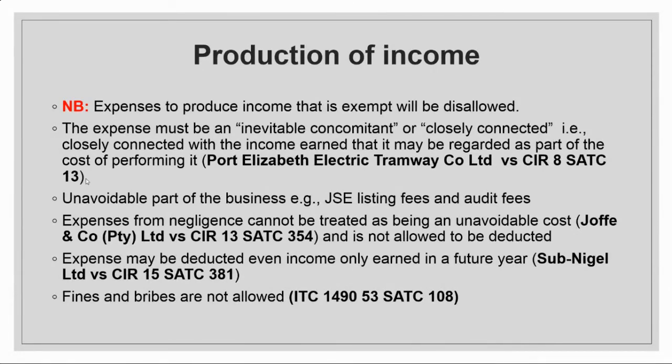Expenses from negligence, however, cannot be treated as an unavoidable expense because you could have avoided the negligence in the first place, and that is part of the Jaffe and Co. court case, and that will not be allowed. Okay, and then expenses which relate to income that would be earned in the future will be allowed to be deducted because it is in the production of income, and that is according to the Sub-Nigel court case. And then the last one is fines and bribes are not allowed. The court case is ITC 1490, but it's also one of the items that are specifically disallowed in terms of Section 23.